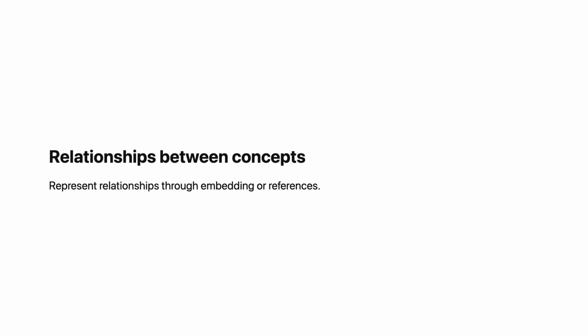Consider the cardinality. One-to-one, embed or reference. One-to-many, the many side has a reference to the one. Many-to-many, use a separate structure to hold the relationships.